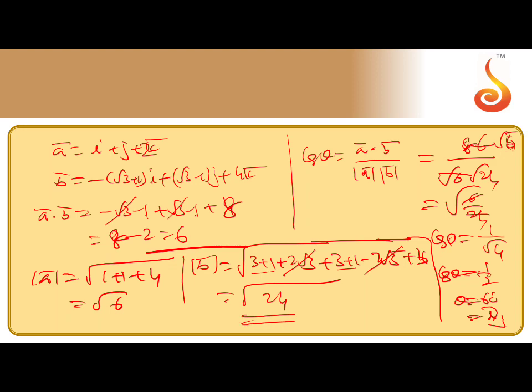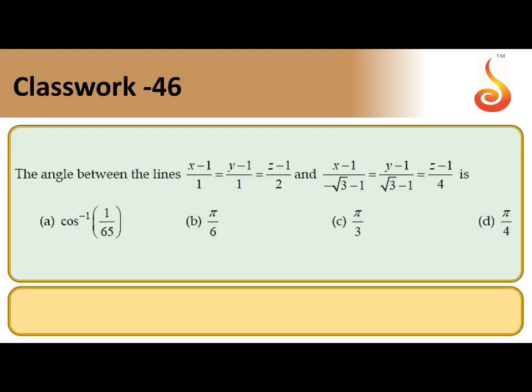So modulus B is root 24, and here root 3 cancels, 8 minus 2 is 6. So now A dot B is 6, modulus A is root 6, modulus B is root 24. Substitute all the values here. The 1 by root 4 is 1 by 2, that means theta equal to 60 degrees. So which option? Option C is the right answer.